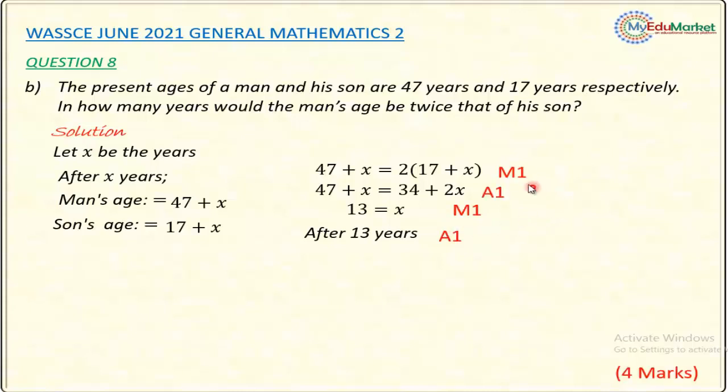So the first mark is the method mark for forming this equation correctly: age of the man twice age of the son after those years to come. So formulating this equation correctly, you have the method mark, M1. Expanding this bracket correctly, you have another accuracy mark, that is A1. Then solving that equation, you have a method mark, and for the accuracy of your answer, that is 13 years to come, you have another A1 mark. So in total, this question has 4 marks.